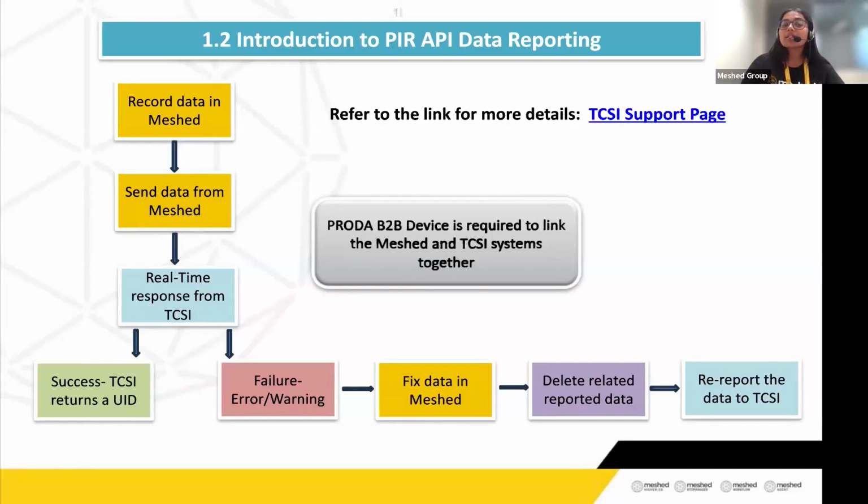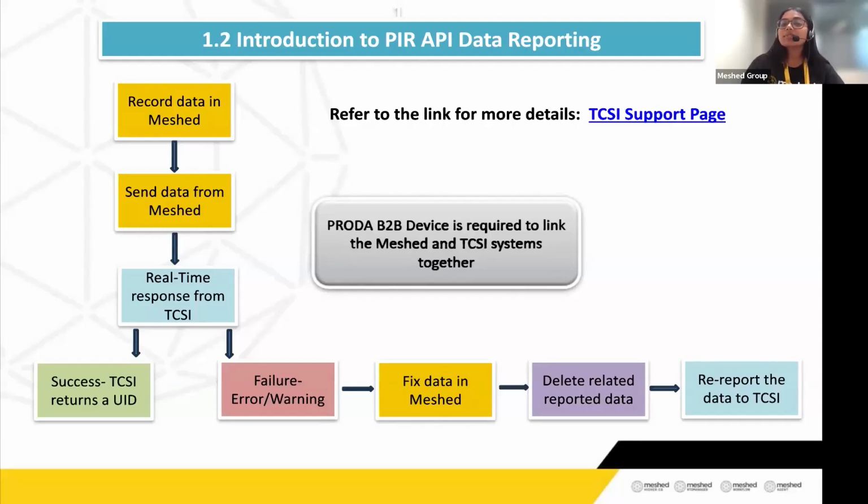A UID is a unique identifier or a unique reference number for each record that you submit to Taxi. That UID indicates that the record that you have sent from our system, the mesh system, exists in the TCSI database with that UID or reference number. However, once you report that data, if TCSI does not return a UID and gives you a failure or error message instead, it means that you need to fix some data in the mesh system.